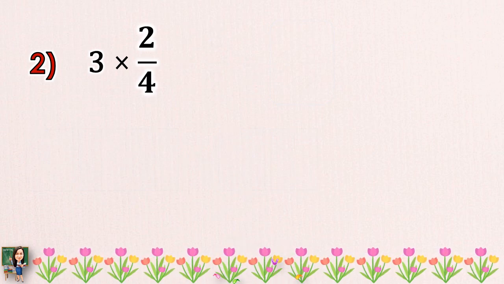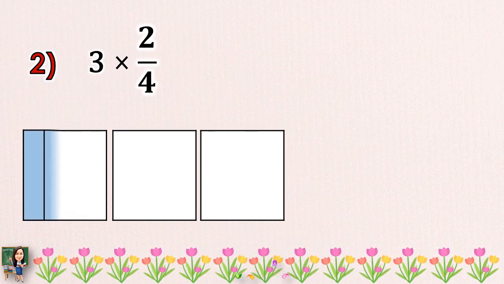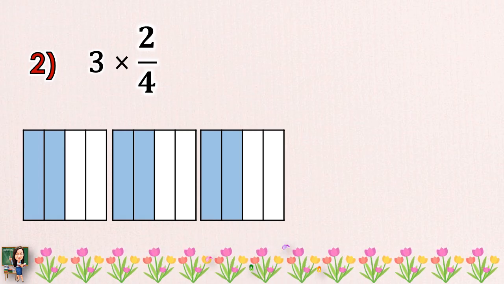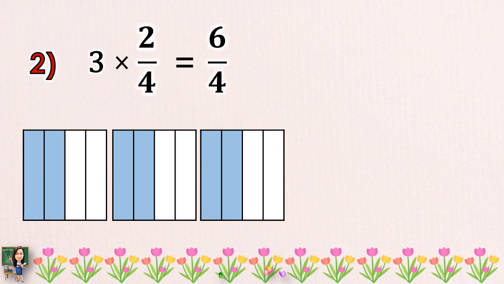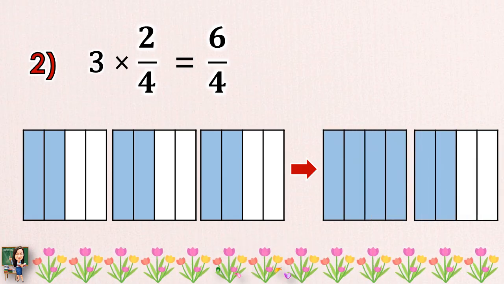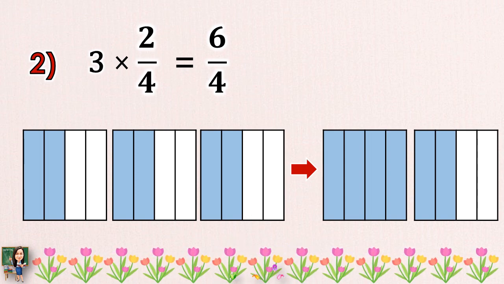Number 2. 3 times 2/4. Let's draw 3 rectangles. 1, 2, 3. And divide each rectangle into 4 equal parts. Then shade 2 parts like this to show 2/4. And now multiply 3 times 2 equals 6 over 4. And then to show 6 over 4, draw 2 rectangles like this. Then shade 6 parts.